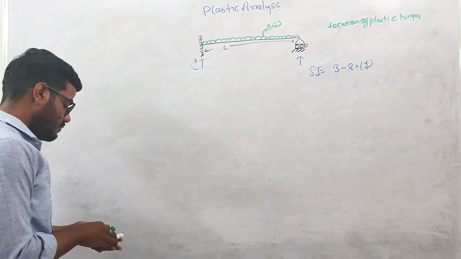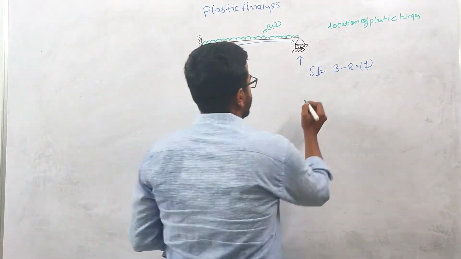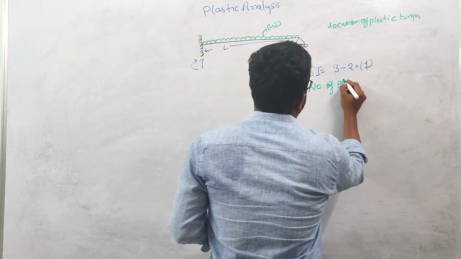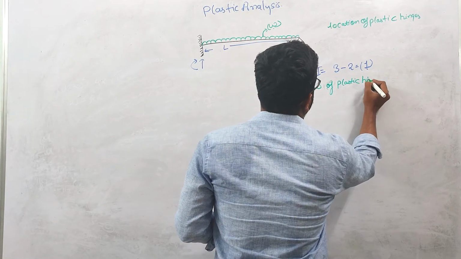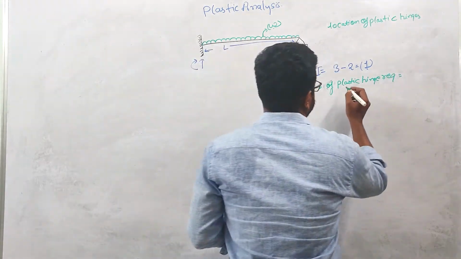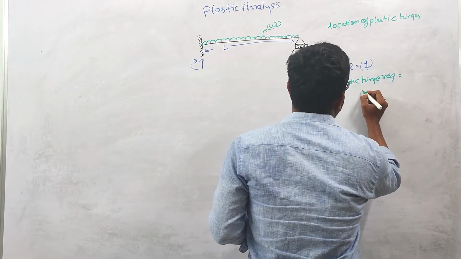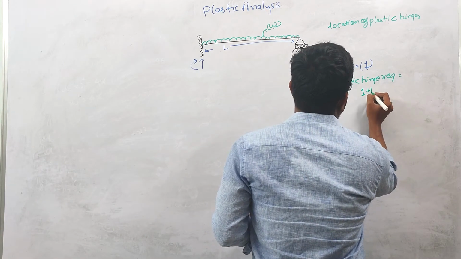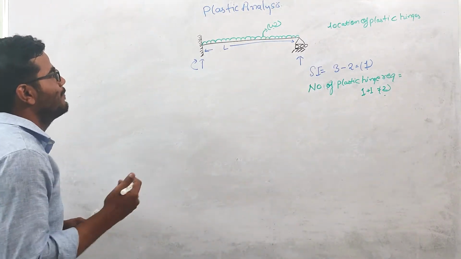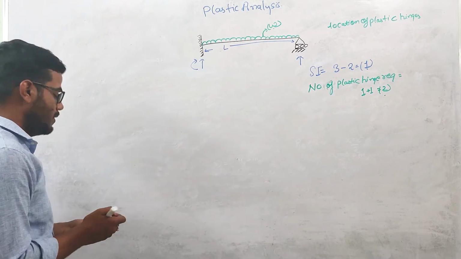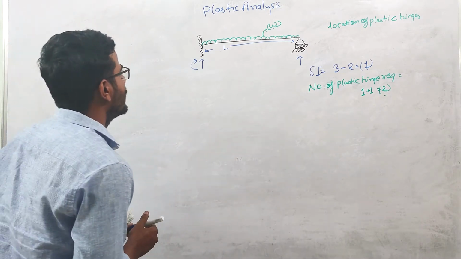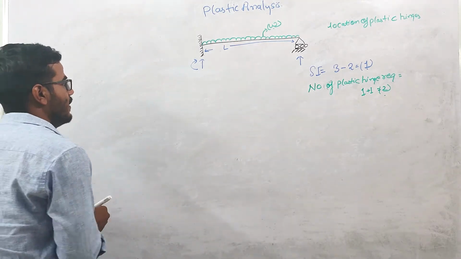So the number of plastic hinges required for the collapse of this structure will be equal to 1 plus 1, which equals 2. So 2 plastic hinges are required for complete collapse of this propped cantilever beam. What we need to do over here, first, is draw the elastic bending moment diagram, just for a rough idea.